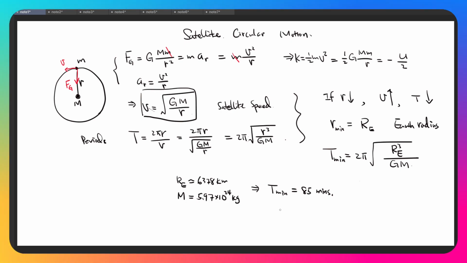So for example, for the International Space Station, its period is about 90 minutes. Okay, and the reason for that is because it has a higher height, right, altitude, of course, than the Earth radius. So that's why its period is about 90. It's greater than 85.